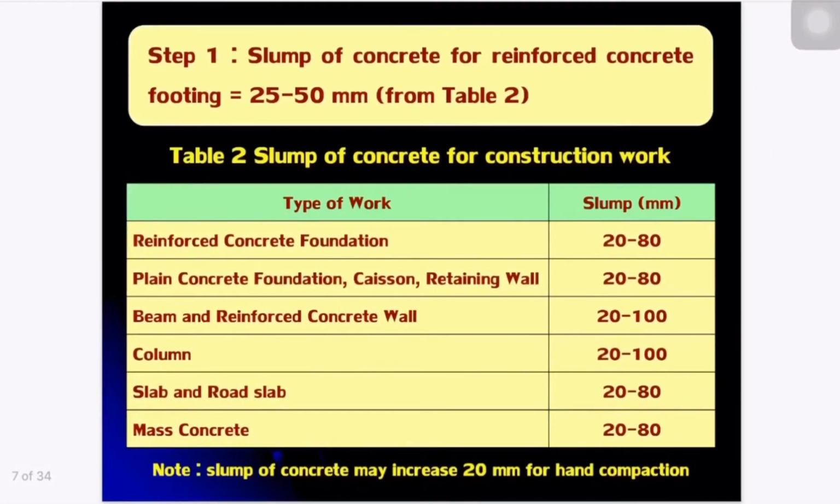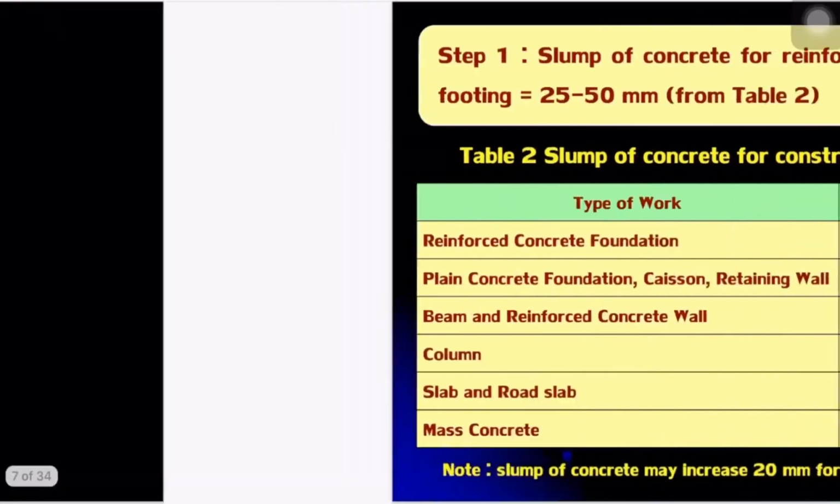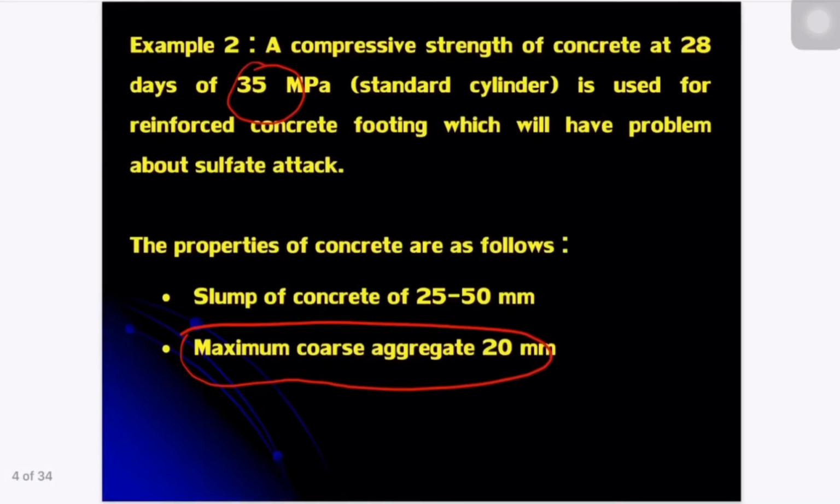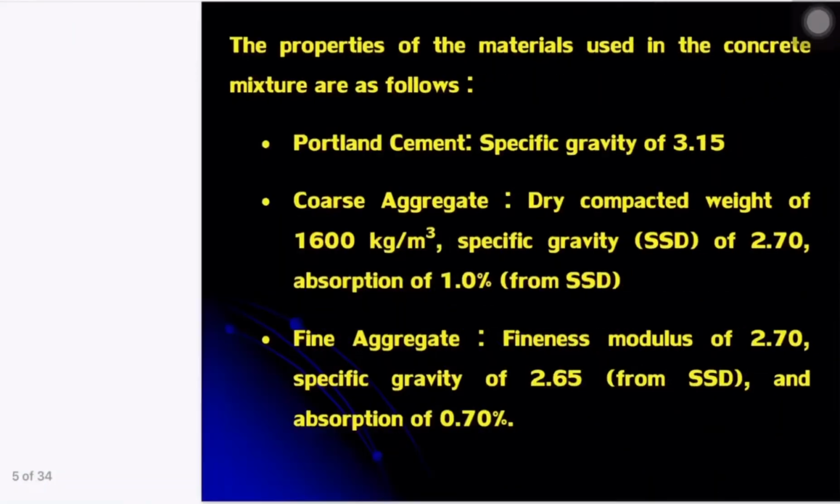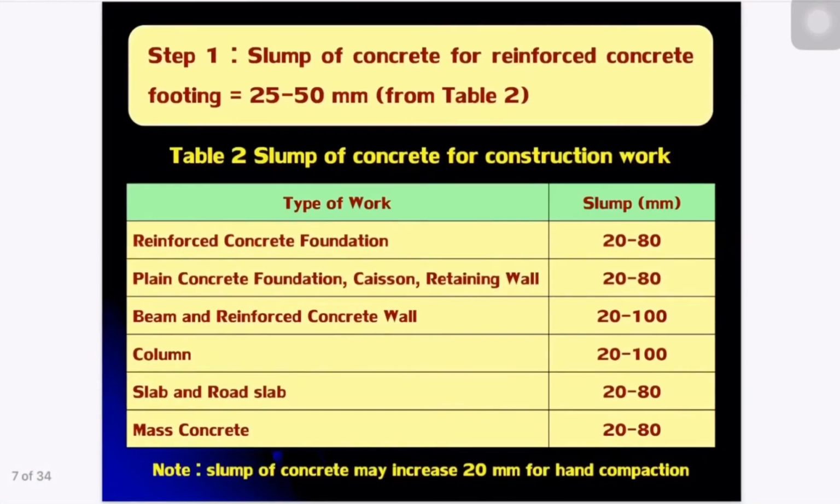Step number 1, slump of concrete. In the case that the slump of concrete is not given by the problem, we can use table 2 to set the slump of the fresh concrete depending on the structural member. But in this problem, the slump of fresh concrete is 25 to 50 millimeters, and this concrete is used for reinforced concrete footing. For table 2, the reinforced concrete footing or reinforced concrete foundation, the slump of the concrete ranges between 20 to 80 millimeters.